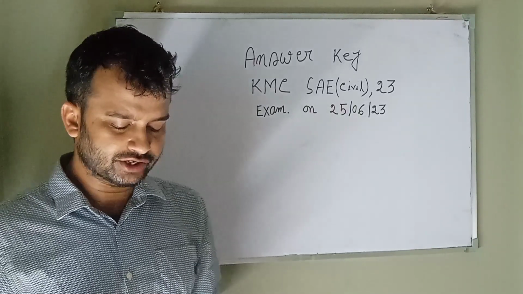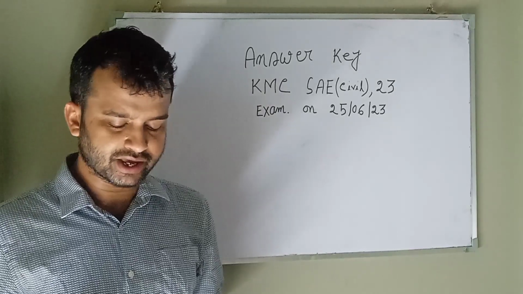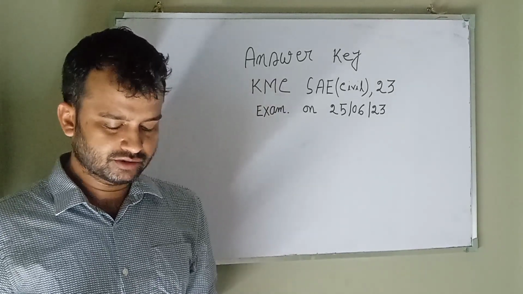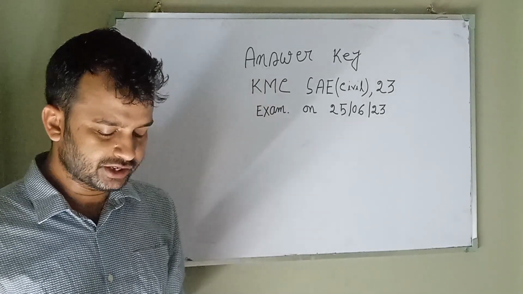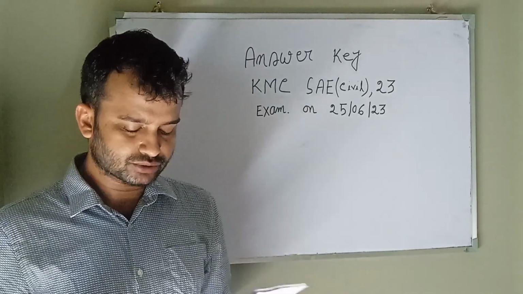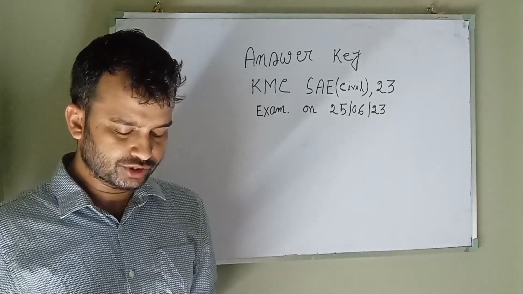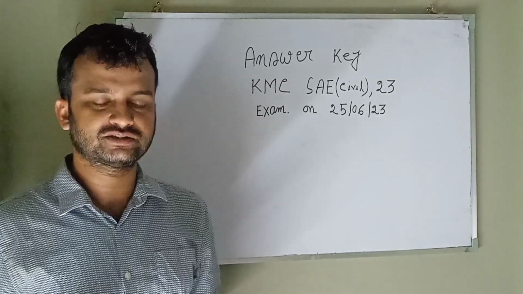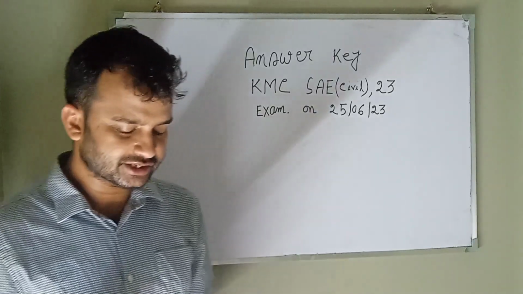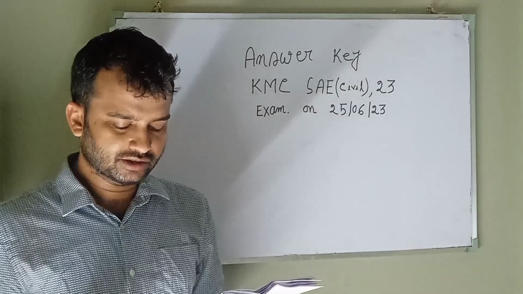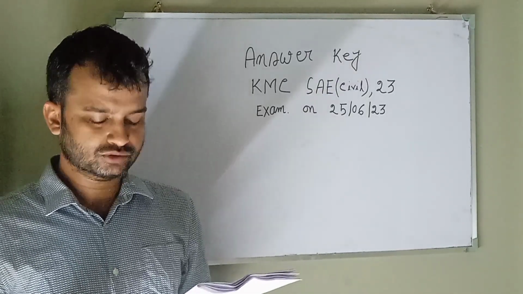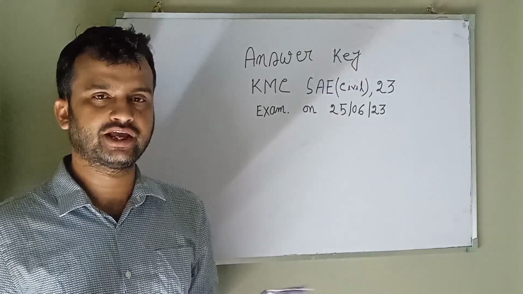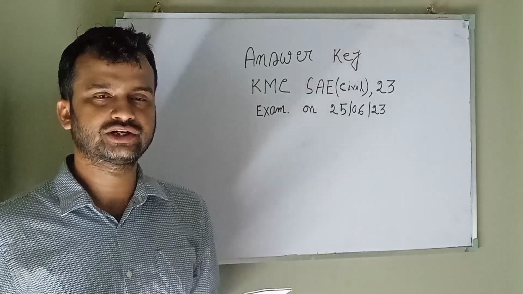Next question number 49. Glazing is used to make earthenware impervious. The correct answer is option B, impervious. Next question number 50. Which of the following is not a major contribution to greenhouse effect? This is a very simple question. The correct answer is option A, carbon monoxide. Carbon monoxide is the correct answer. So option A is the correct answer for question number 50.